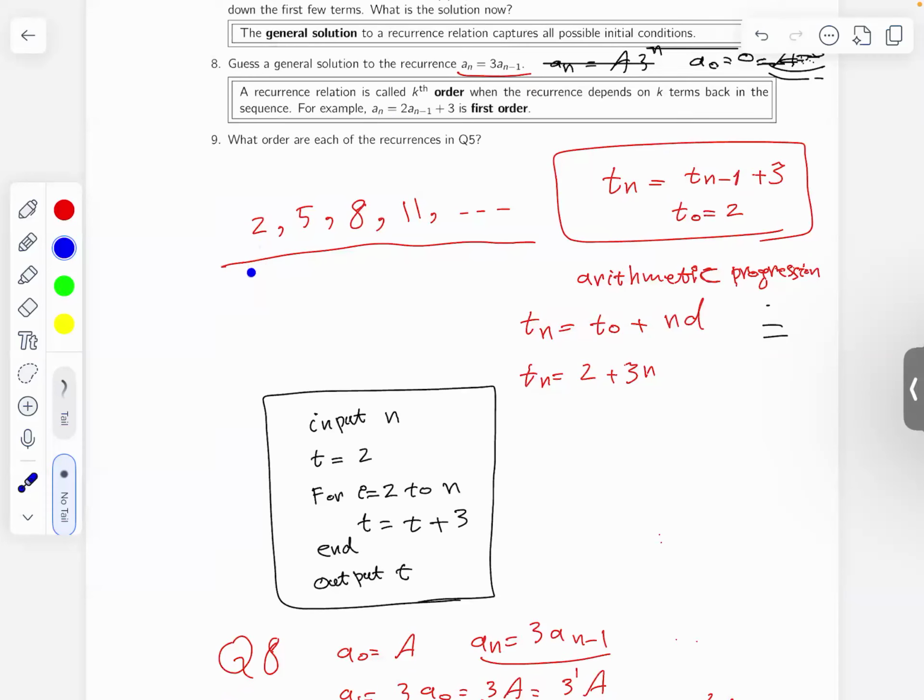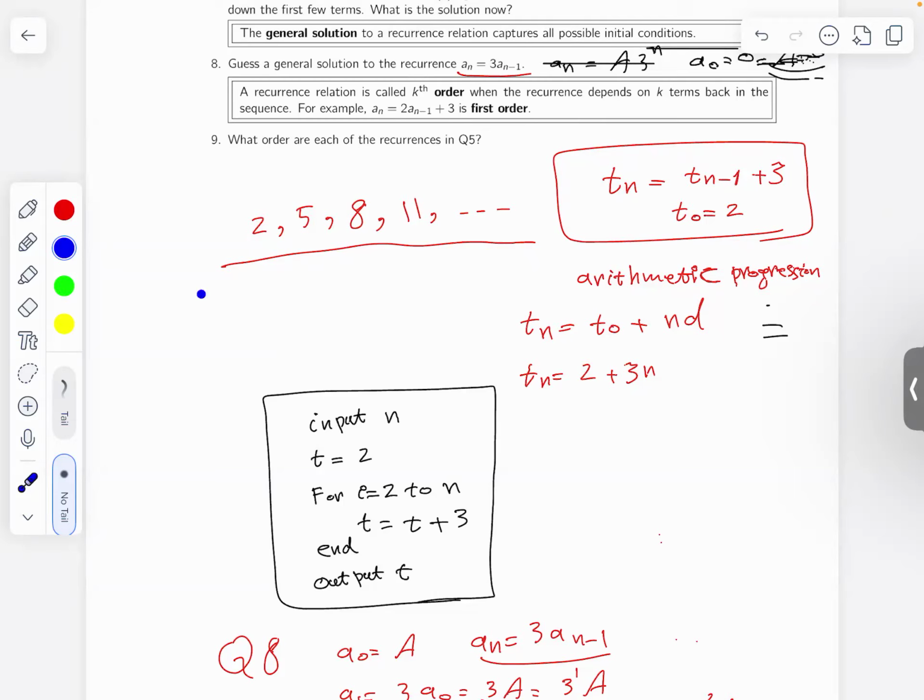See this one: 2, 5, 8, 11. What are their differences? 2 and 5? 3. The difference of 5 and 8 is also 3, and the difference of 8 and 11 is also 3. So you can see that we can use this relation: Tn is equal to Tn minus 1 plus 3, T0 is 2. We have seen this one in proof by induction.